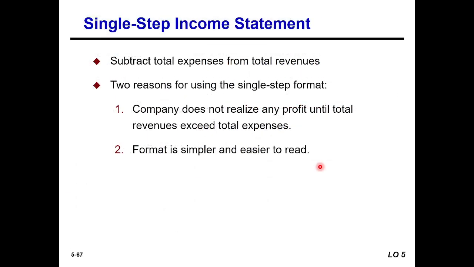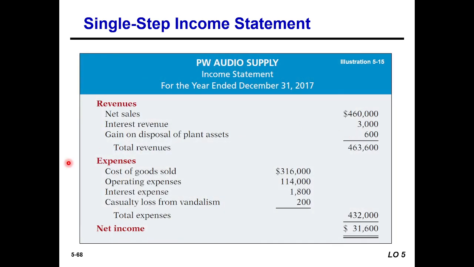The single-step income statement is very easy to understand, very simple. There are no multiple sections here. There are two sections: one is revenues, another is expenses. Subtract total expenses from total revenues. There are two reasons for using the single-step format. Number one, a company does not realize any profit until total revenues exceed total expenses. That means revenue must exceed total expenses. Number two, the format is simpler and easier to read.